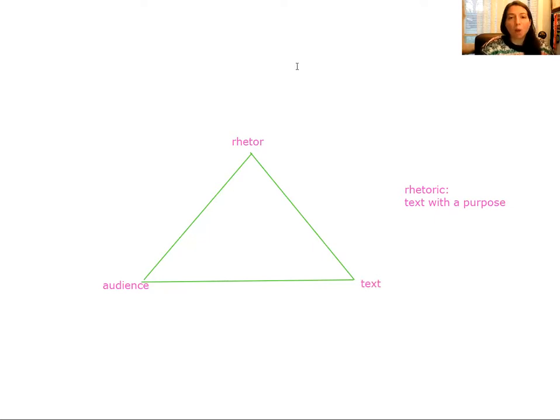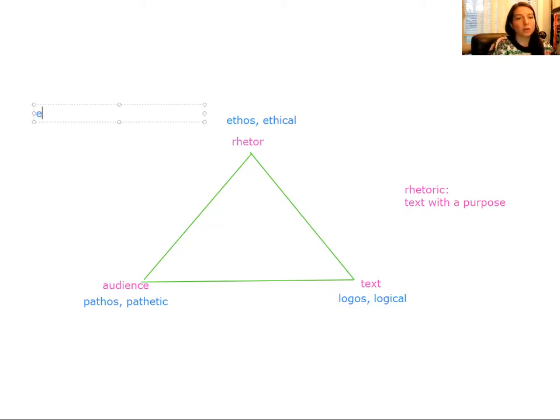And each of these components of the rhetorical triangle also corresponds with one of the three rhetorical appeals. So the rhetor corresponds with ethos or an ethical appeal. The audience corresponds with pathos, or a pathetic appeal. And the text corresponds with logos, or a logical appeal. So ethos means an appeal to credibility.